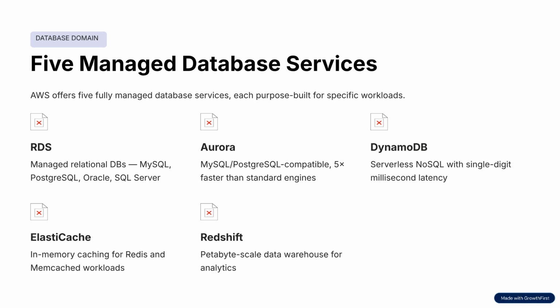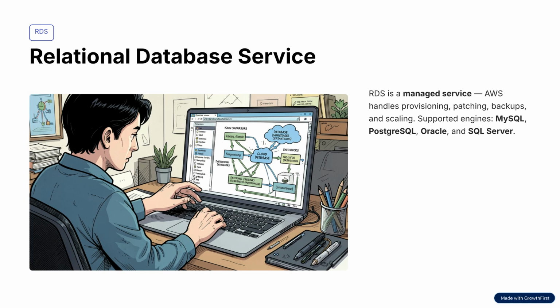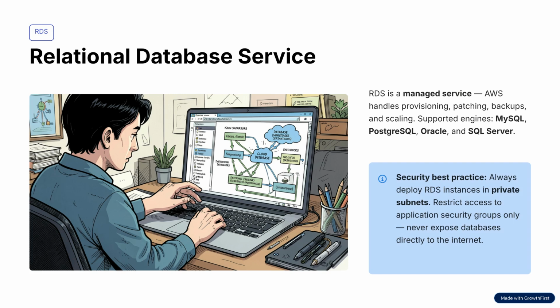These include RDS for relational databases, Aurora for high performance, DynamoDB for serverless NoSQL, ElastiCache for in-memory caching, and Redshift for petabyte-scale data warehousing. Amazon RDS is a managed relational database service. AWS handles provisioning, patching, backups, and scaling for engines like MySQL, Postgres, Oracle, and SQL Server. A key security best practice is to always deploy RDS in private subnets and restrict access to application security groups, never exposing databases directly to the internet.